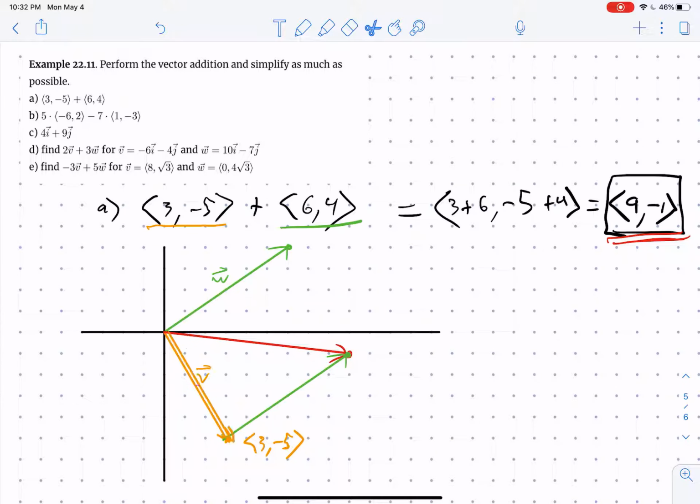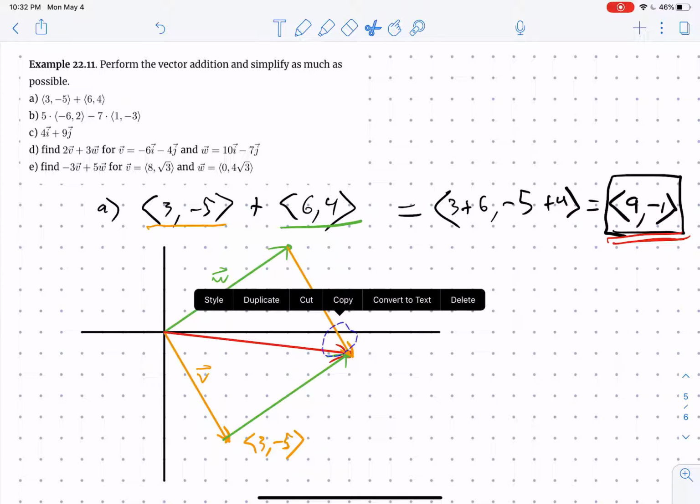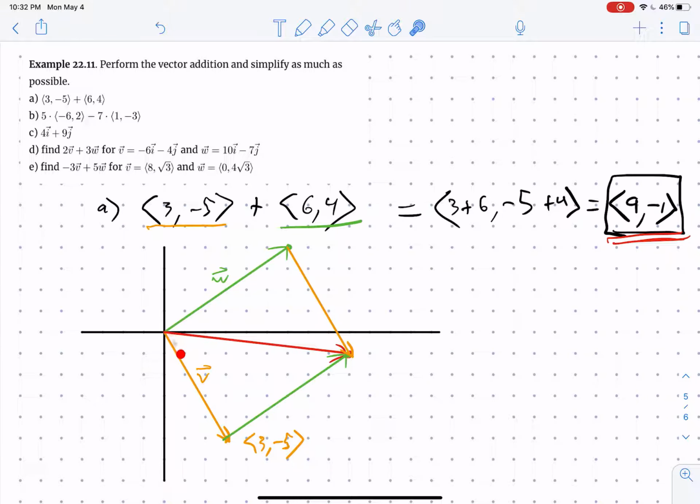If you were to follow first the vector w and then move the vector v out so that it starts where w ends, so follow first w and then v, you also end up at the same place. So v plus w is the same as w plus v. It is this vector in red that gives you the result v plus w.